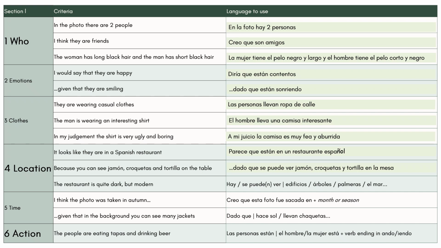The restaurant is quite dark but modern. El restaurante, apologies for the spelling mistake, is bastante oscuro pero moderno. So oscuro is the word for dark.